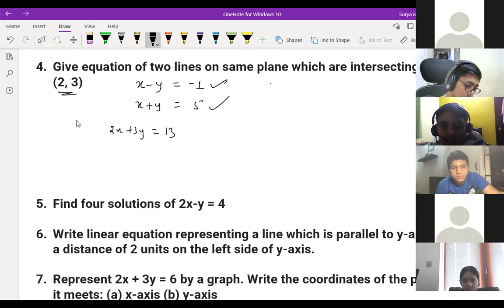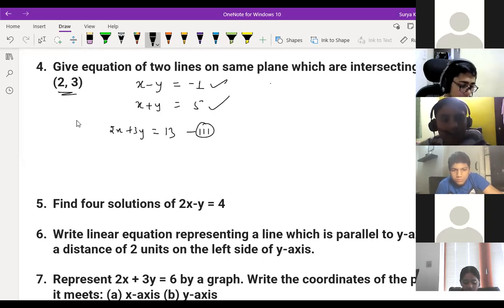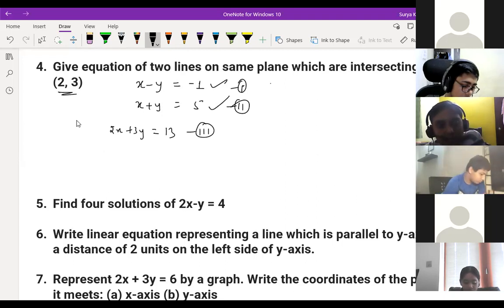Ashini: Yes, sir. Tell me any more equation. We have 3 equations right now. Tell me any one equation which you know, which can intersect the point. On the graph, tell me the equation which will satisfy this one. They're asking to give the equation of 2 lines.